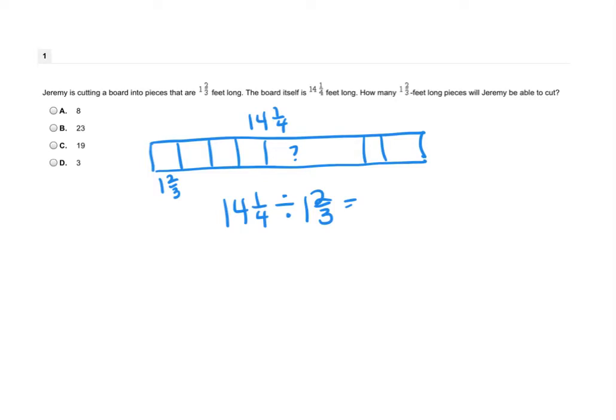Now nothing cancels. When I multiply 57 times 3, I get 171. 4 times 5 is 20. Now I have to change that back into a mixed number. So I'm going to divide 171 by 20. Goes in 8 times. 8 times 20 is 160. When I subtract, I get 11. So I get 8 11/20. However, we want to know how many full pieces Jeremy was able to cut out. There's 8 full pieces, so the answer is A.